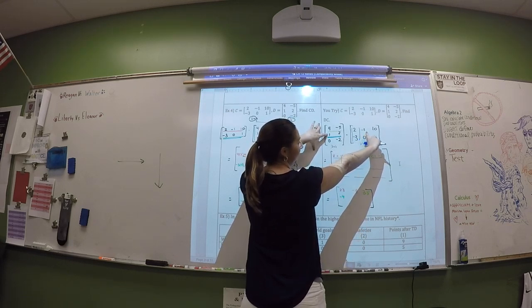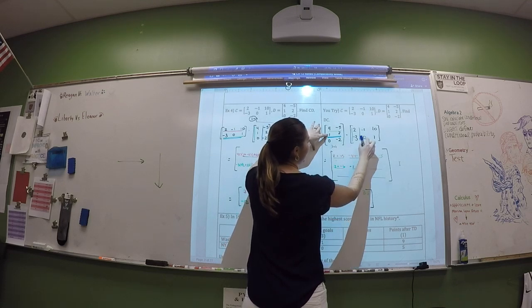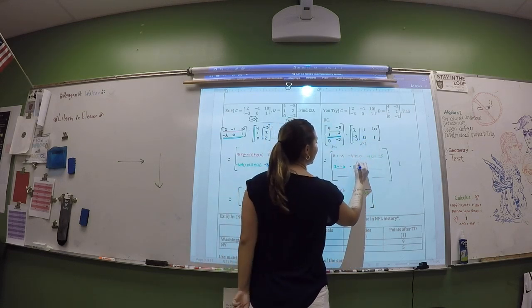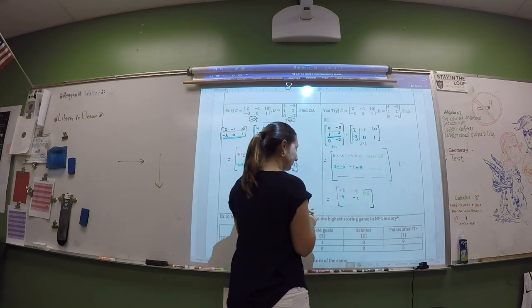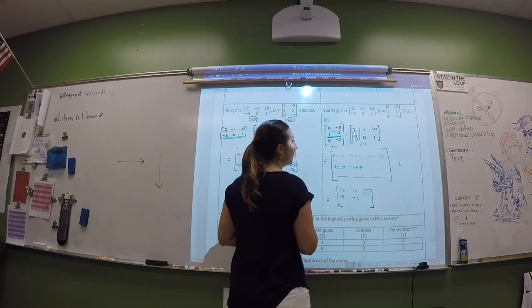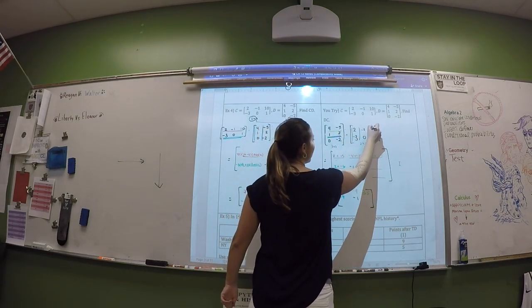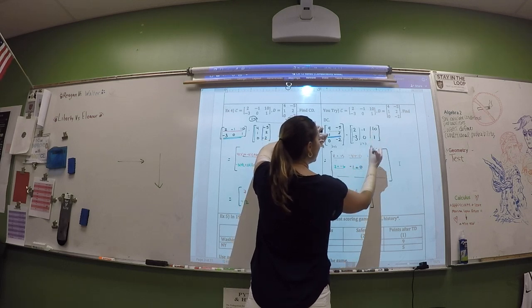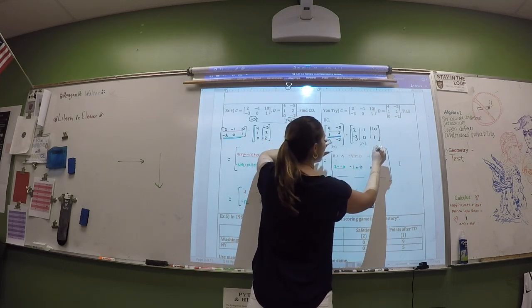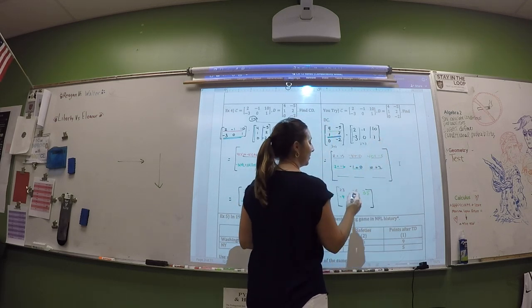So here we're gonna do 1 and negative 1, that's gonna be negative 1, 2 and 0, that's gonna be 0, and we get negative 1. Then we got second row, last column, 1 times 10 is 10, 2 times 1 is 2, it's gonna be 12.